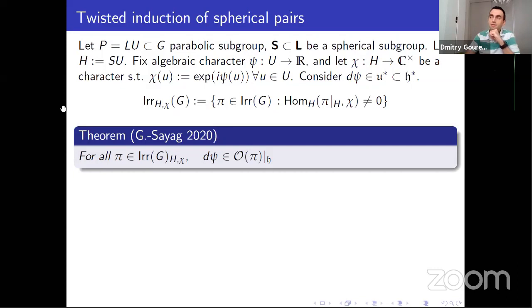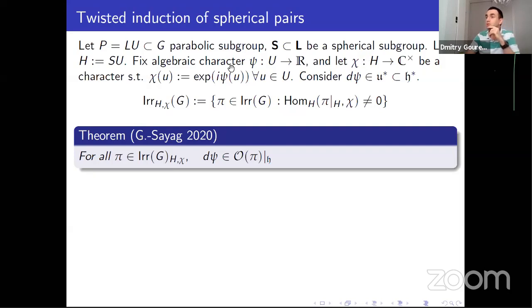So we have a twisted version of the theorem. More precisely, we have twisted induction of spherical pairs. Suppose we have a parabolic with Levi decomposition P equals LU, and we have a spherical subgroup S of the Levi. Then there is the notion of spherical induction, namely we just form H to be SU. It is also spherical. But suppose that we also have an algebraic character psi of U that extends to H. Then define a character of H by exponentiating this psi. So we have an algebraic character psi from U to R. We consider exponent of i psi of U, a unitary character of H.